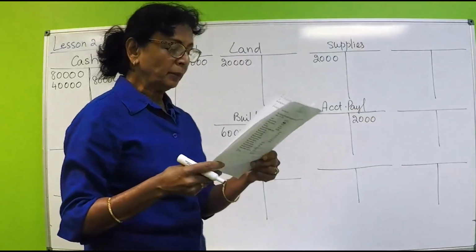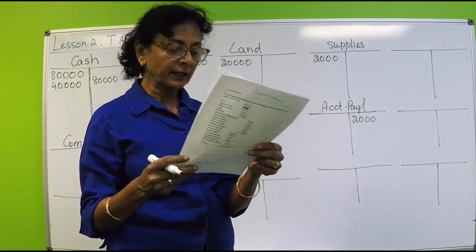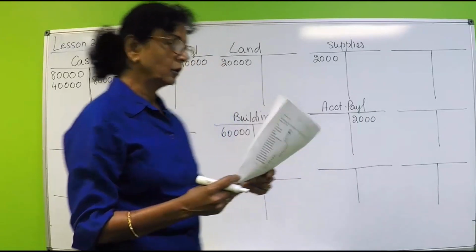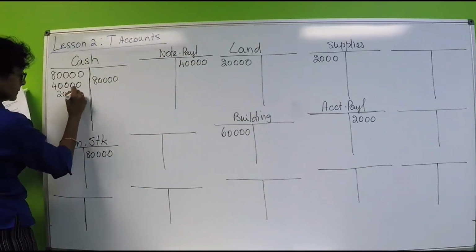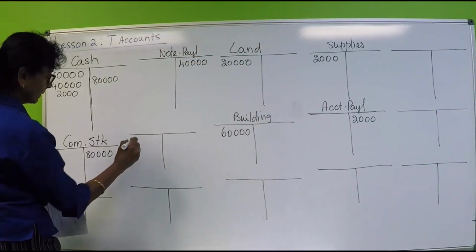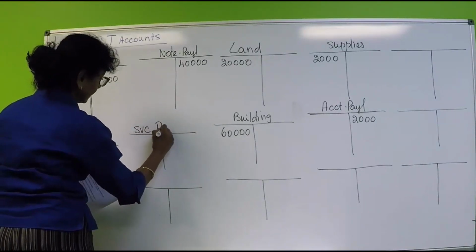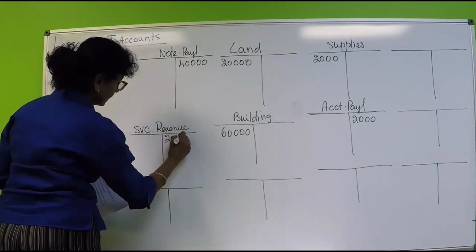Next one, the company provided service to clients for $2,000 and received cash immediately. So the company is providing service, so it's earning revenue. So you debit cash for 2,000 and credit service revenue for 2,000.